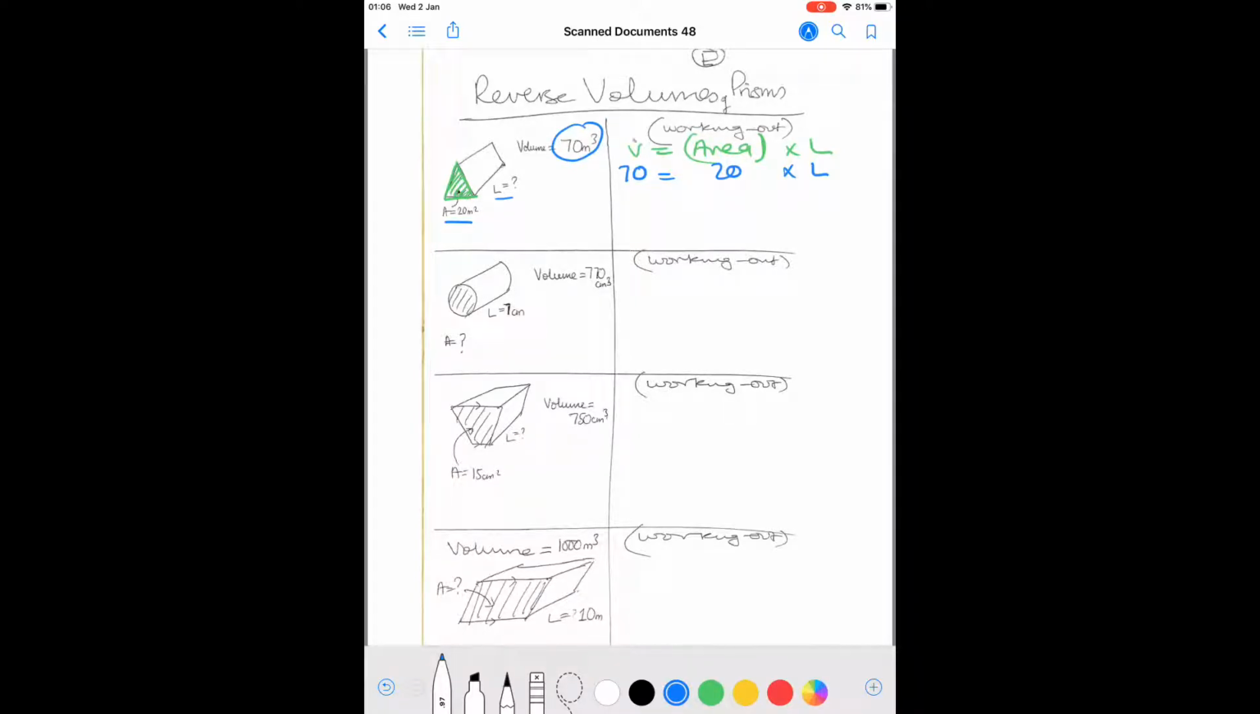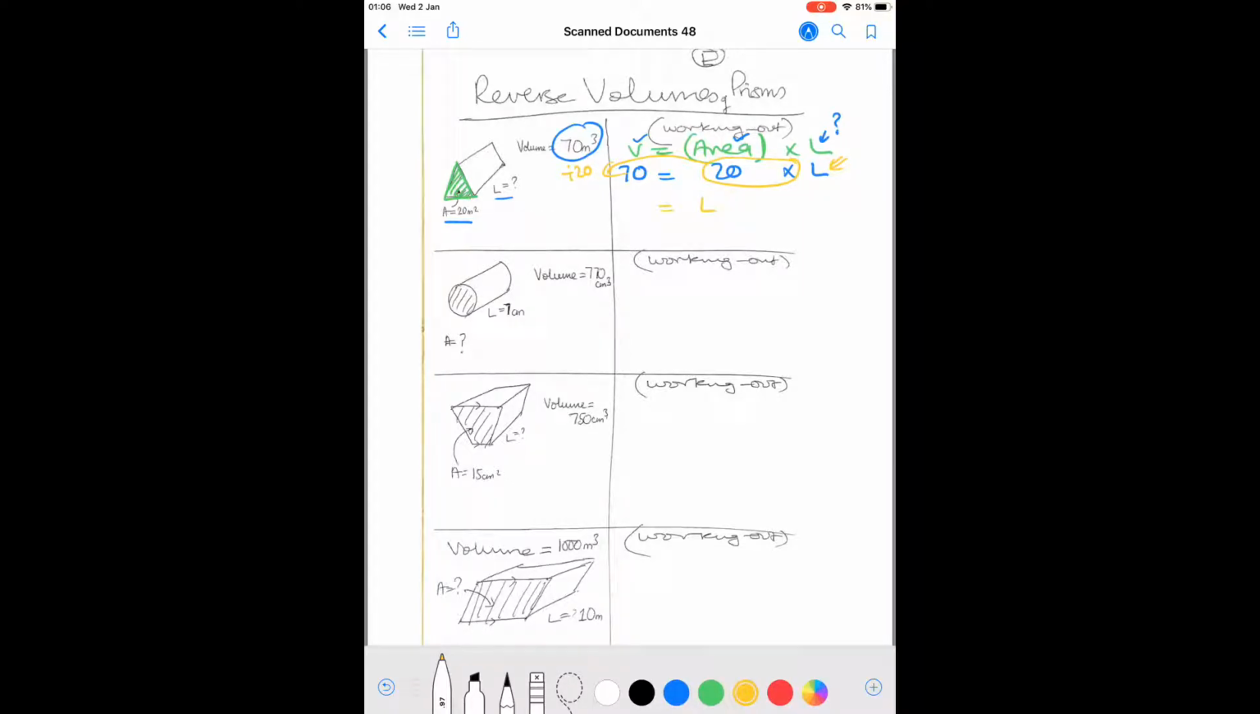So we know the volume, we know the area, but we just don't know the length. So this is what I mean by a reverse question, because the volume, the answer, is given to you, and you've got to work out part of the question. So let's go ahead and work out L. L has been multiplied by 20. I want to make L the subject. So the opposite of times by 20 will be divided by 20.